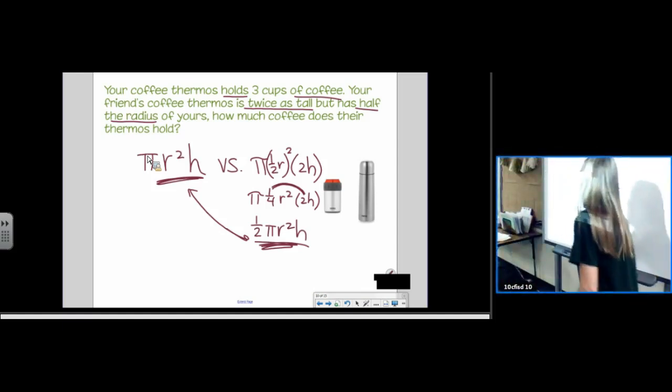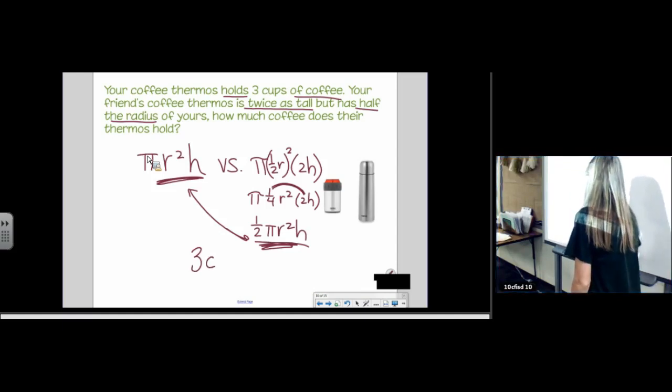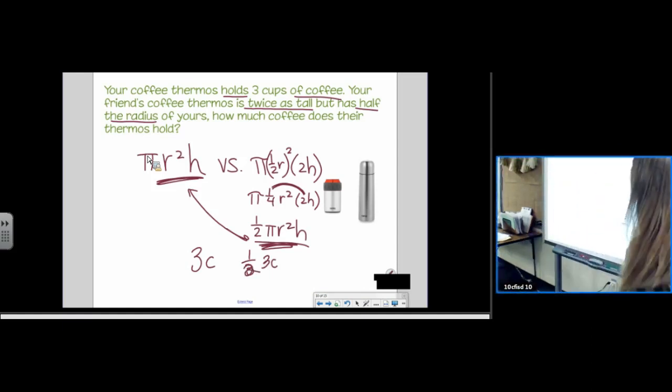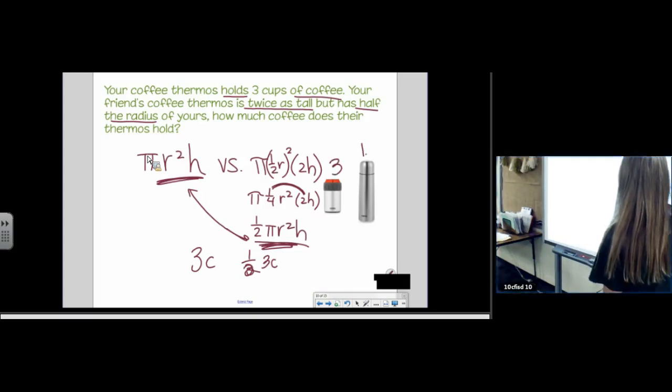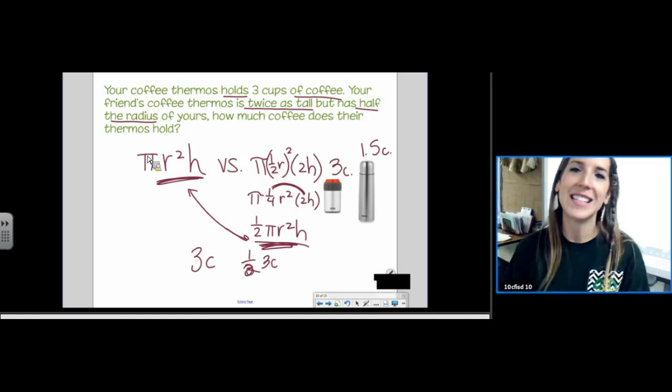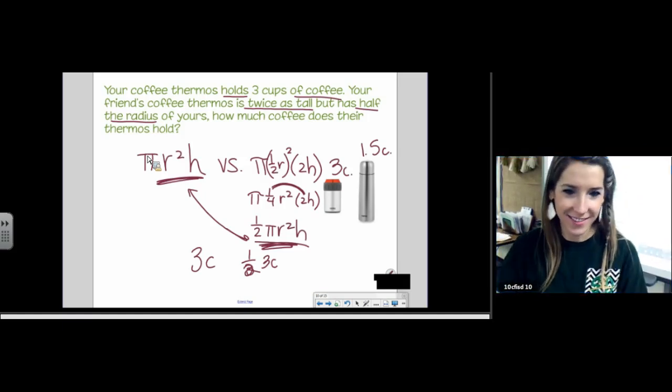So if yours holds 3 cups, then theirs would hold, oops, I got too excited. There we go, 1/2 times 3 cups. So yours holds 3 cups, theirs holds only 1.5 cups of coffee. They're going to be less caffeinated than you are.